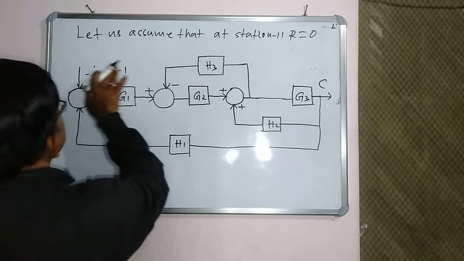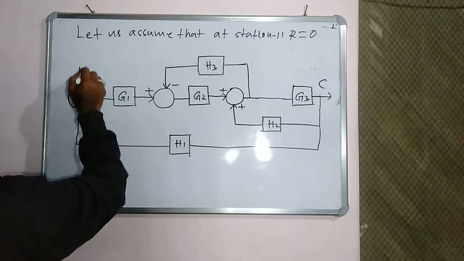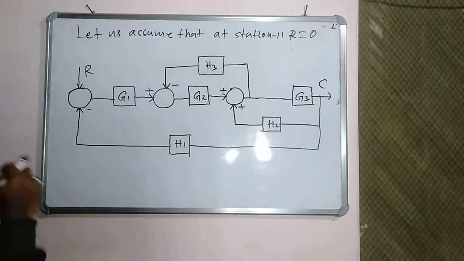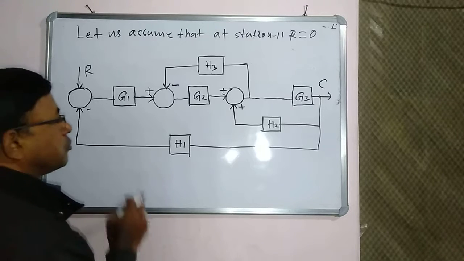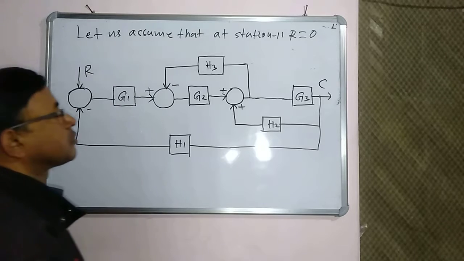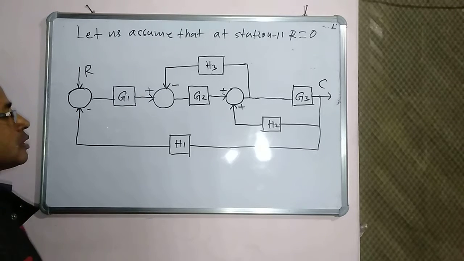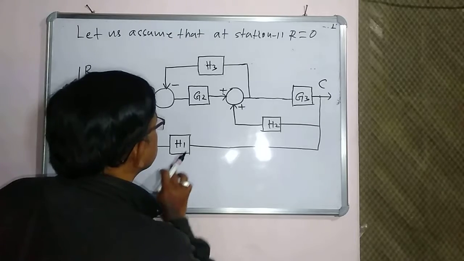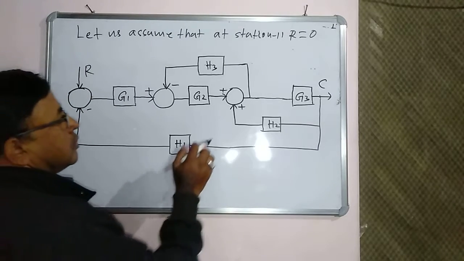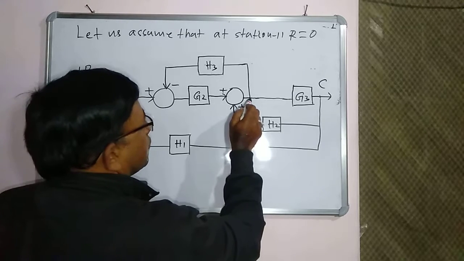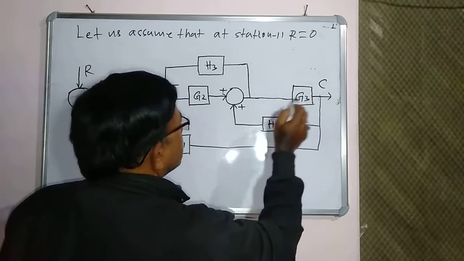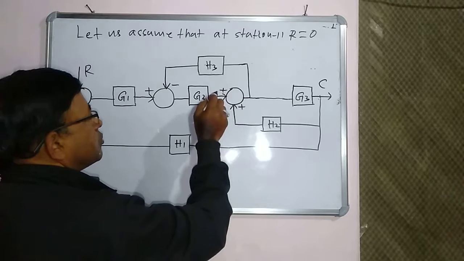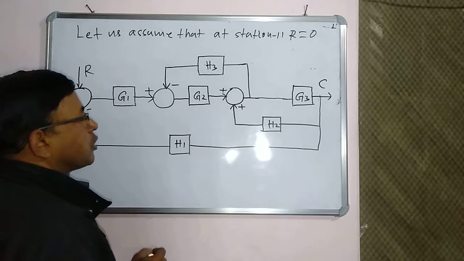So here in place of station 1 we can put R. So you have to find out what is C by R, or the overall transfer function of the block diagram, that is your closed loop transfer function, C by R. So now the problem is very simple. If we shift this takeoff point to this side, then it will be very simple. If we shift this takeoff point to the other side, the problem will be more complicated.